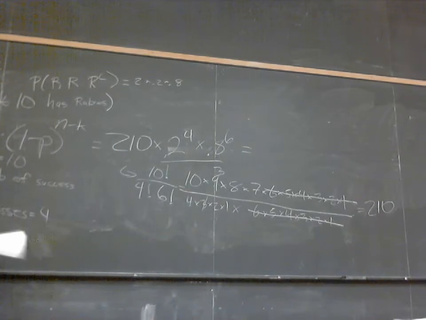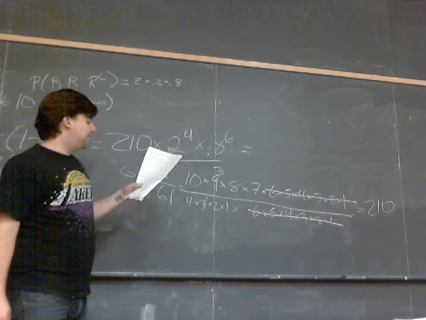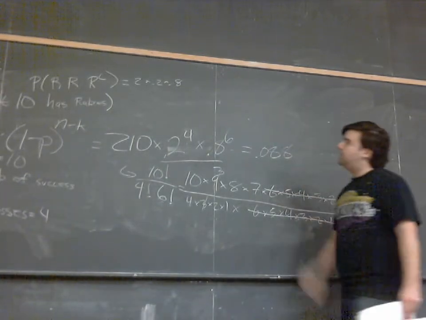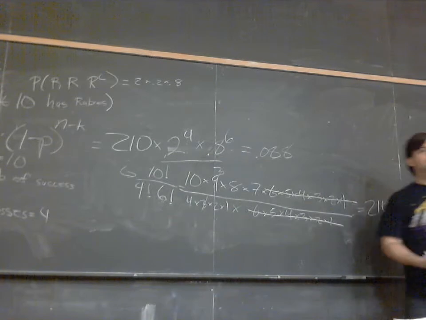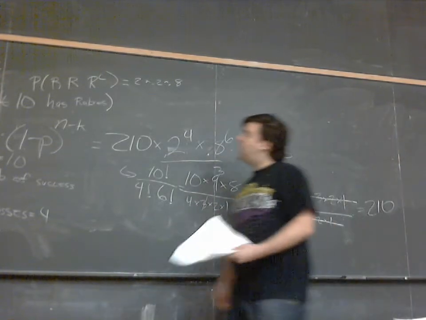Now it's very simple in your calculator. 210 times 0.2 to the 4th times 0.8 to the 6th gives me 0.088. So, how many dogs?